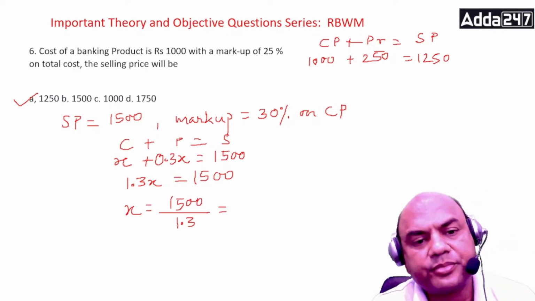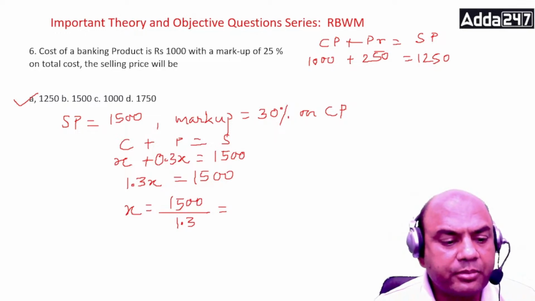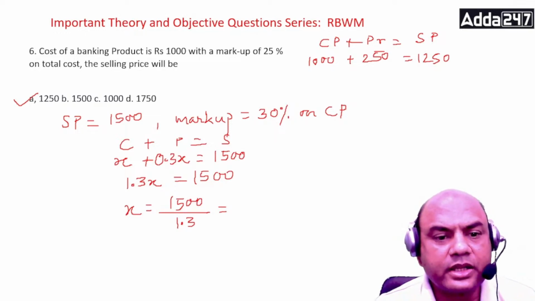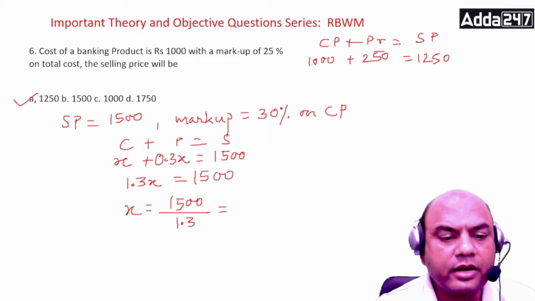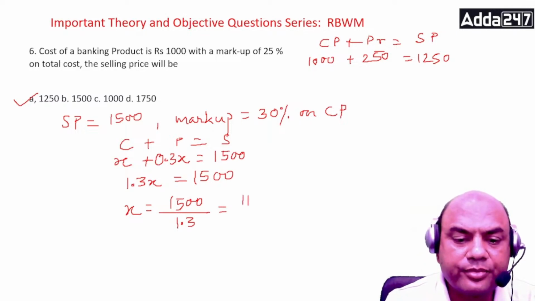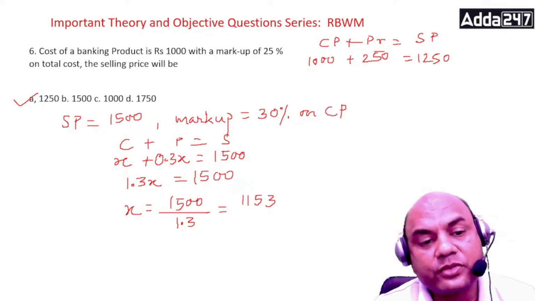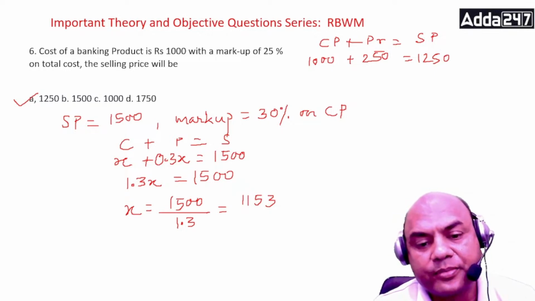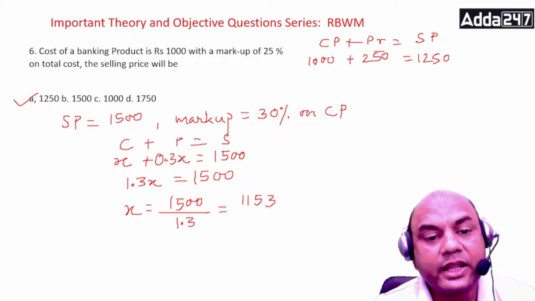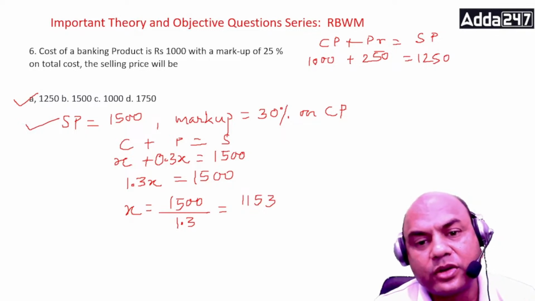Get it, everyone? What is the answer you are getting? Everyone, type in the comment section: 1500 divided by 1.3. You're getting 1153. So this is my cost price, 1153. That's why I said the first one was very easy. This one is difficult, isn't it? The difficult problem is over here, and in the exam they'll ask you these difficult problems. If they ask you the easy one, then it's your good luck, isn't it?